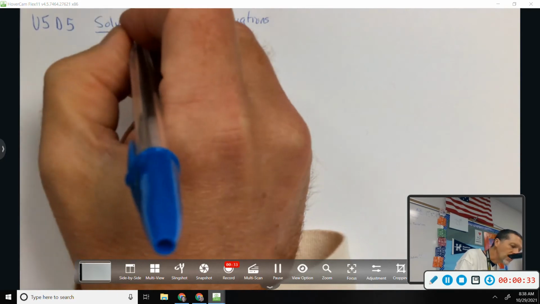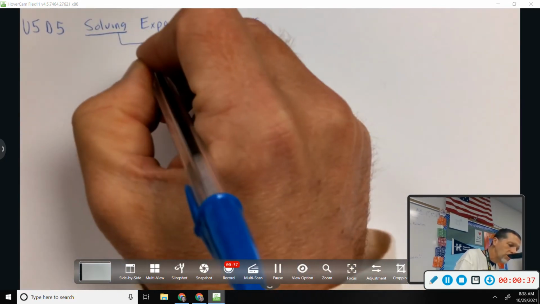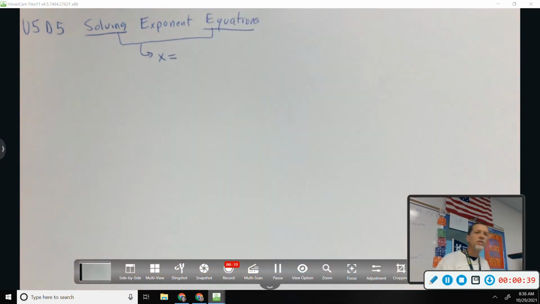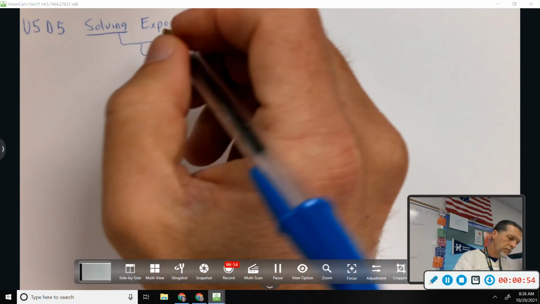Today we're solving, and solving equations kind of goes together. So your answer is going to be x equals 12. But it probably won't be 12. It'll be x equals natural log of 12. So you're going to start with an equation, you're going to do the process, and you're going to end up with an x equals as your answer.